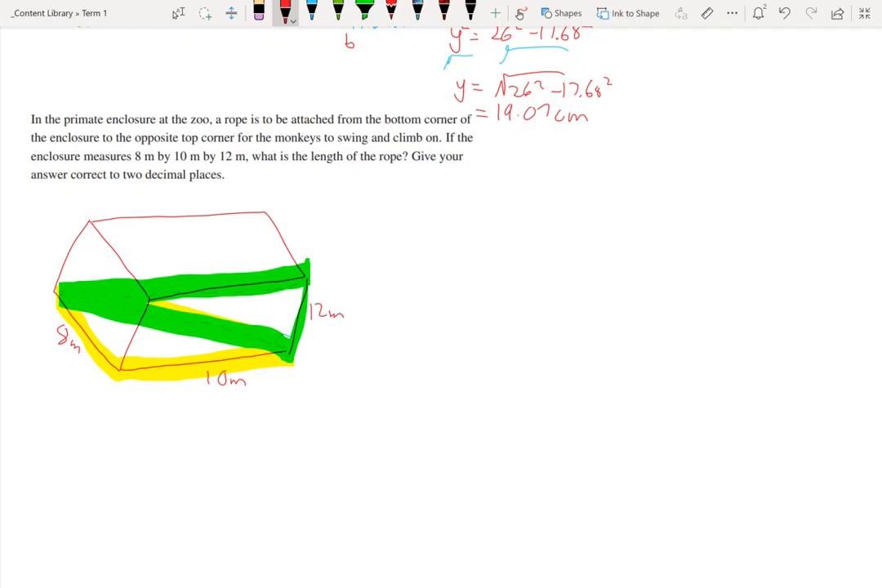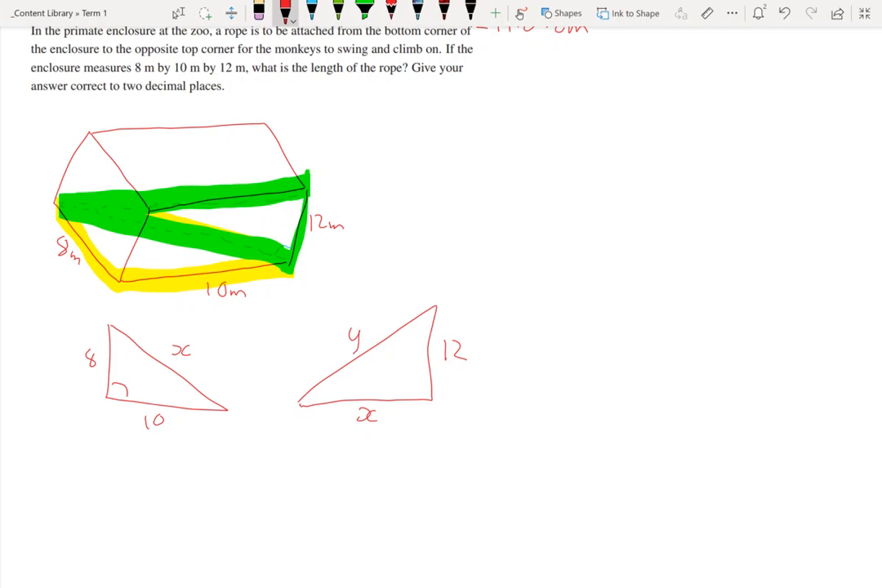So let's do triangle 1. So you've got your triangle, it's 8 by 10, and that'll be your x. And your second triangle, you have 12, and you know that that bottom edge is whatever x is. So once you have x, you can then solve it for y. Okay.